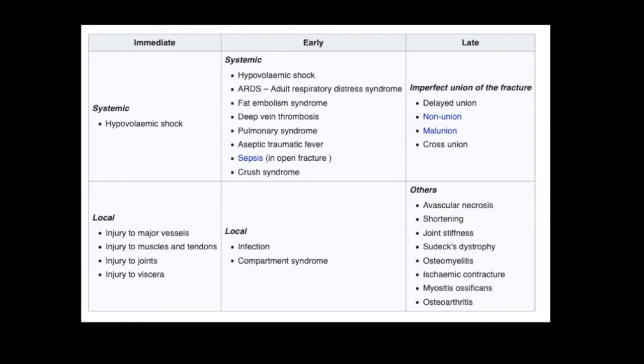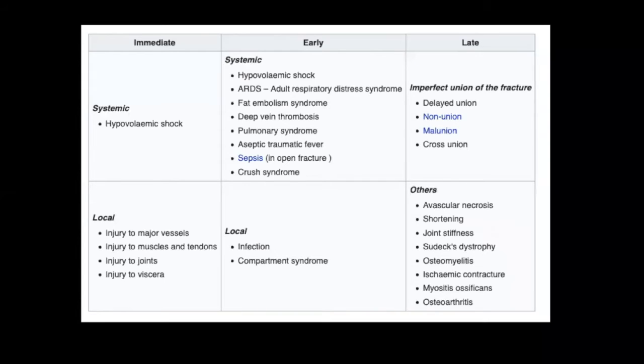It also could lead to acute respiratory distress syndrome of adults, fat embolism, thrombosis, pulmonary syndrome, septic traumatic fever. It also could occur in case of fracture, and also when you treated it surgically. Septic complications in case of open fracture, because open fractures are always primarily infected, and crush syndrome. And late complications: delayed union, non-union, malunion, and cross union.